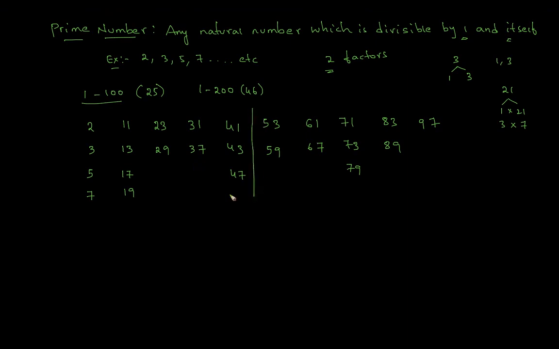1 to 50, you have 15 prime numbers, right? 51 to 100, you have 10 prime numbers. Combined, you have 25 prime numbers between 1 and 100, right? Clear? Right. We see some properties of the prime numbers.